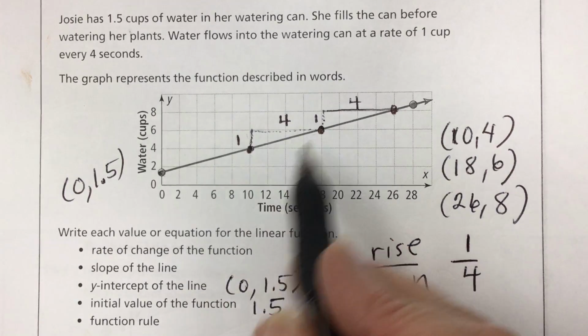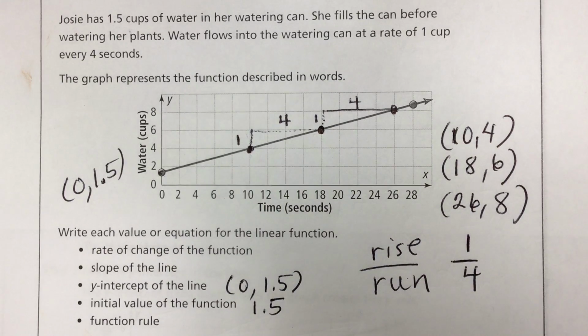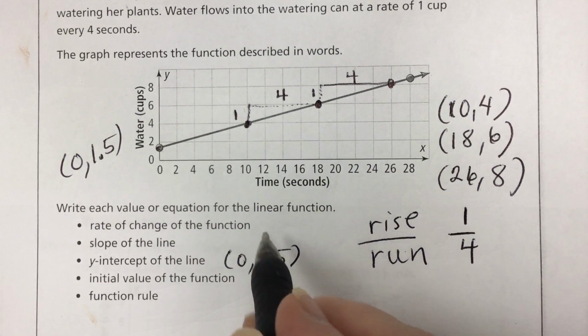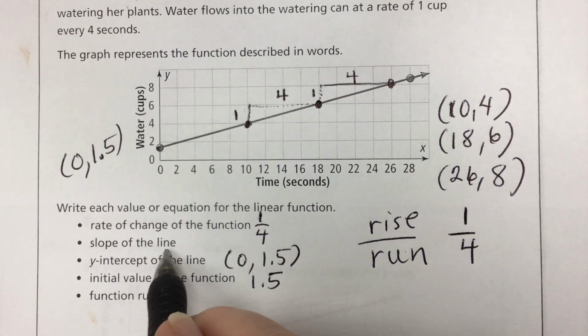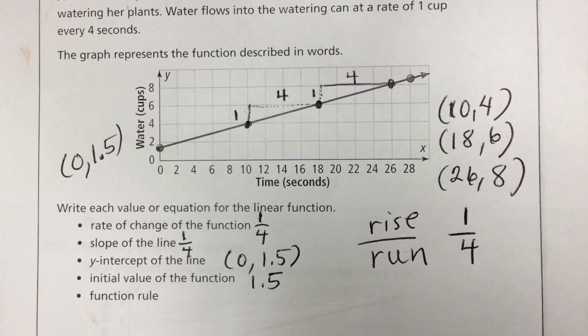They're both in the positive. My line is slanting upward. So the rate of change of this function would be 1/4. The slope of this line would be 1/4.